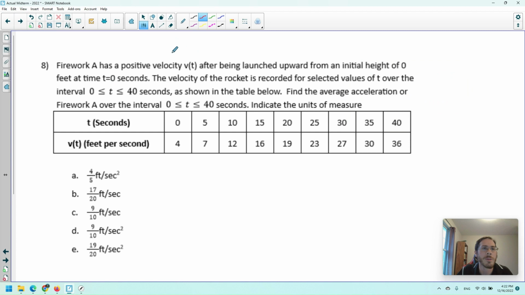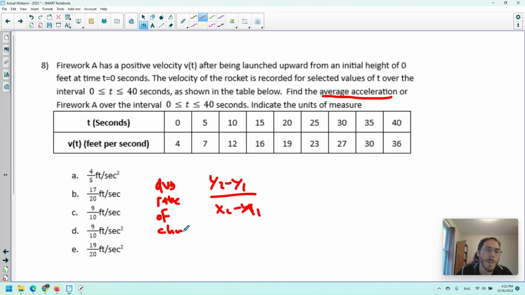For 8, we've got the firework. I think this one was on the review guide. I think I doubled this one up. Here we're trying to find the average acceleration. So that's going to be the y2 minus y1 over x2 minus x1 formula, our average rate of change.